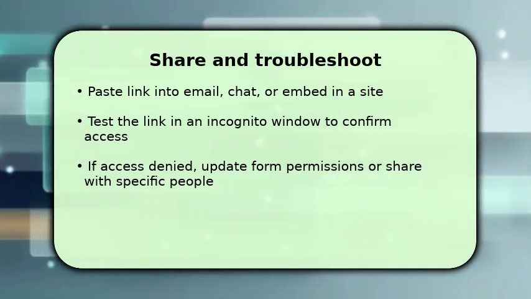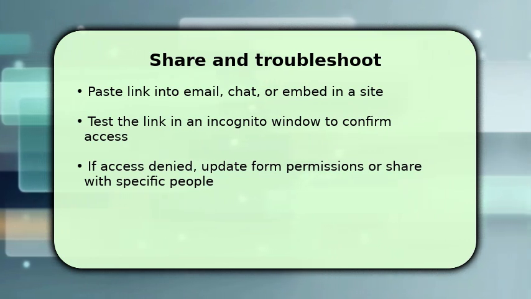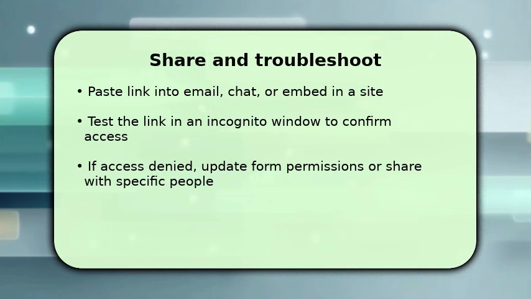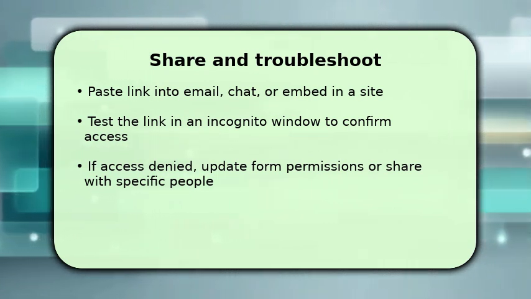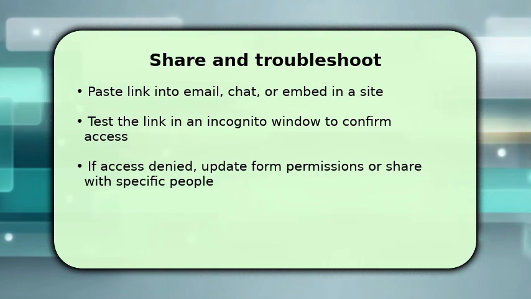After sharing, test the link in an incognito or different account to confirm permissions behave as expected. If testers see an access denied message, return to the send dialog and update who can respond, switch to anyone with the link, or add specific collaborators. If problems persist, check the form's owner.